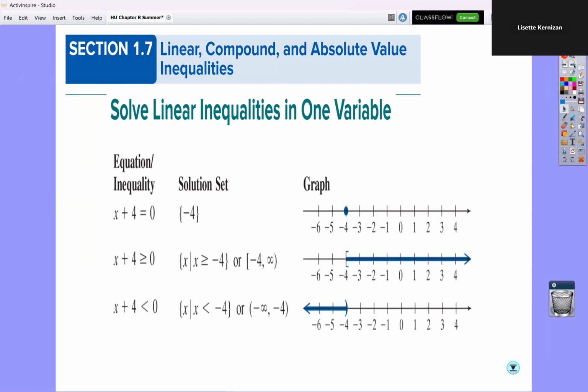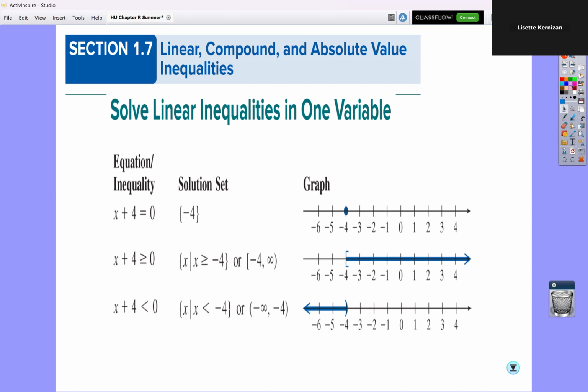All right, moving on to 1.7, which is linear, compound, and absolute value inequalities. So we're going to start off with basic inequalities. When we solve for x, and we get x equals negative 4, that means x is one exact value. When you have x plus 4 is greater than 0, when you solve, you're looking for points that are greater than negative 4. When you solve here, you're looking for points that are less than negative 4.